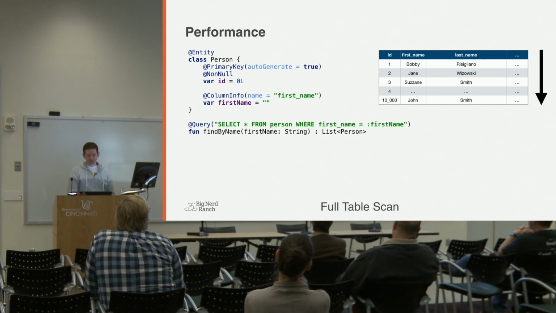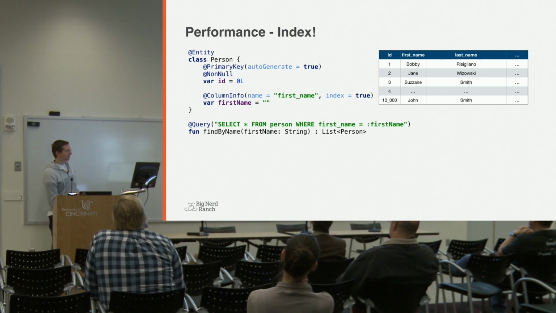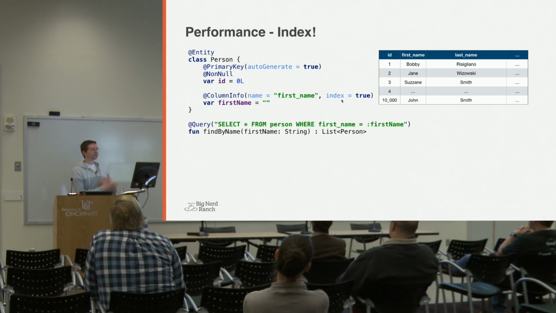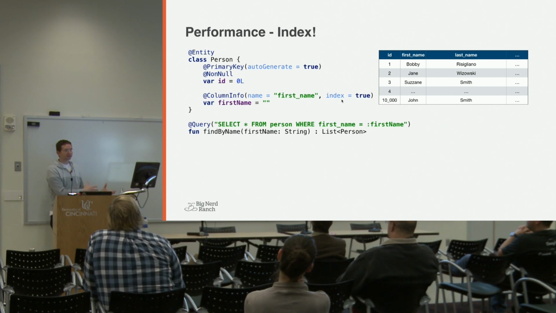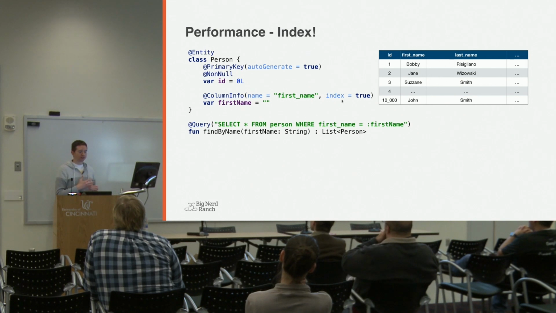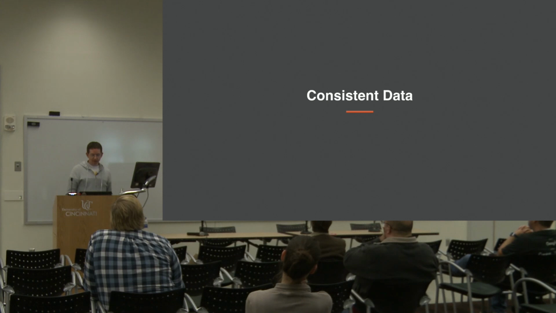Yeah, full table scan, right? That sucks. That's going to take a long time to go through the entire table to find that. It's very easy to add an index. All you have to do is add on to that column info, say index equals true. But you got to remember to do that. So the point I'm trying to emphasize here is that Room is amazing. It is so easy to do this stuff. It's very trivial, very quick. There's very little code you have to put into your app. But you do have to think about these things and not forget about these basics.